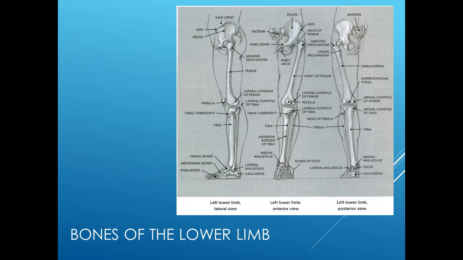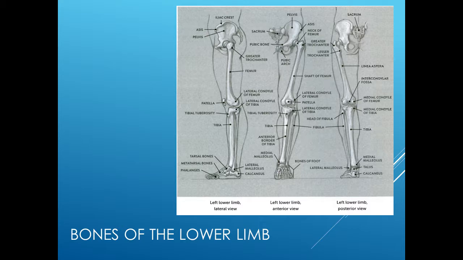And a couple areas. There's a line going down the back of the femur here, the linea aspera. And then we have the intercondylar fossa. It's just a little notch in there, which allows for movement. Medial condyle, there's the lateral condyle, the head of the fibula, medial condyle of the tibia. There's the tibia, we see the back of it. And then the lateral malleolus, the medial malleolus, the talus, and then the calcaneus.